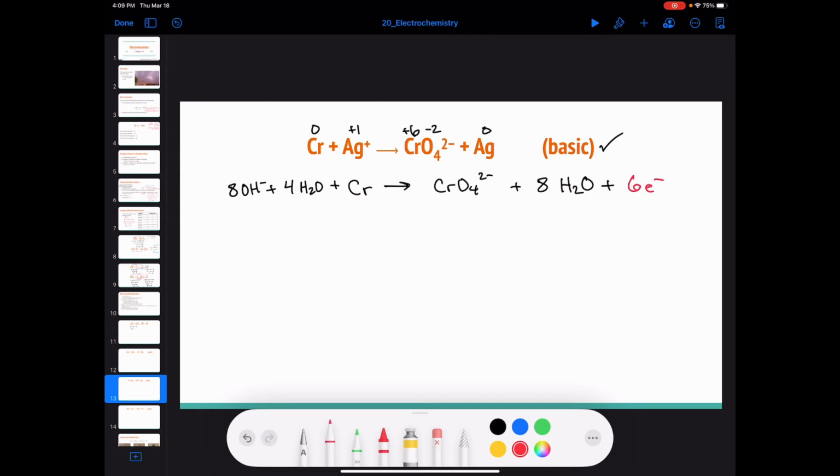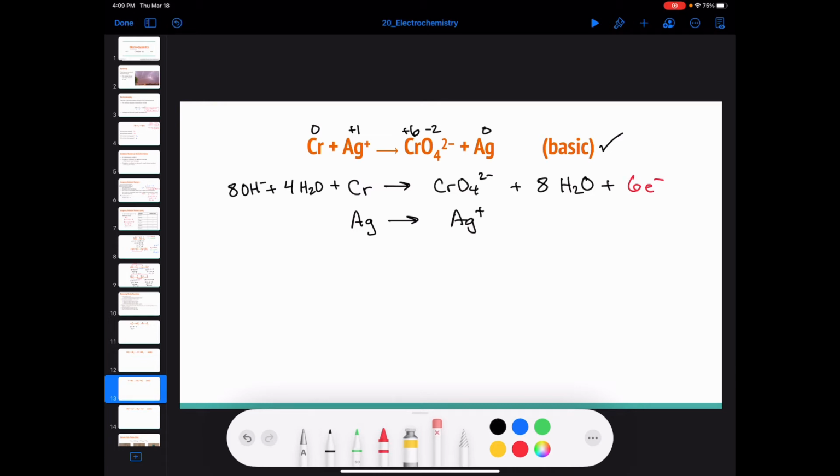Okay. Next, let's do the other half reaction. This one should be really easy because all we have is silver turning into silver ion, right? So in this case, literally everything is balanced except for our charges. So what I'm going to have to do is, let's see, I've got a plus 1 on the right-hand side and a 0 on the, oh, I just messed that up, right?